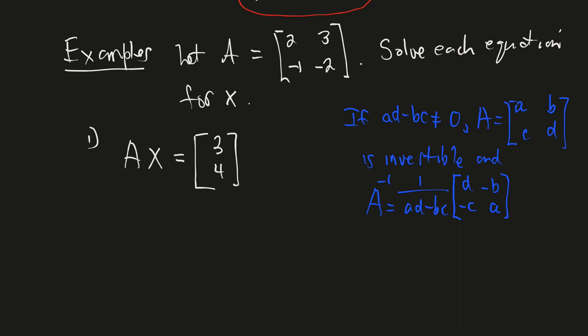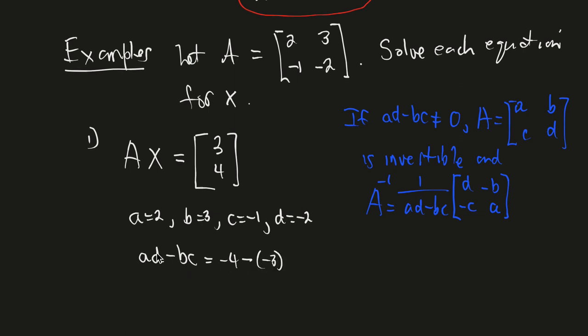So in this given matrix, A is 2, B is 3, C is -1, D is -2. So let's do our AD minus BC. Well, AD is -4 minus, and then BC is -3. So the AD minus BC comes out to be -1, which is not 0. So that's good. We're happy, right? Smile. We're happy. Our matrix has an inverse.